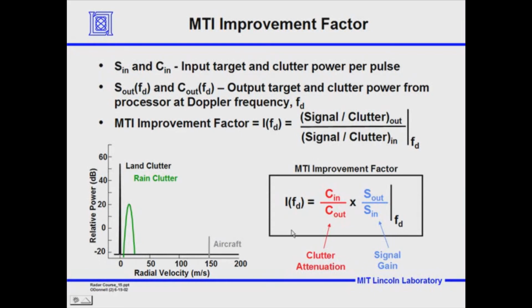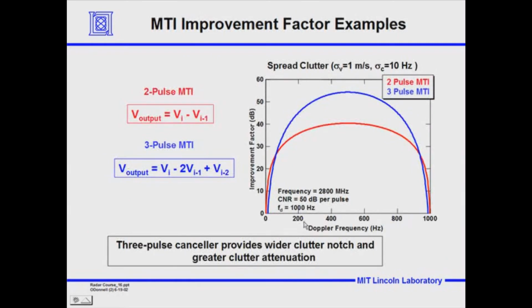So that's this definition, and you'll hear MTI improvement factor mentioned an awful lot later in the lectures. It's just a measure of how well we do the clutter rejection and signal enhancement in this whole set of Doppler processing techniques. Now what I've just shown you is the definition of MTI improvement factor, and I want to plot for you what the MTI improvement factor is for a 2-pulse and a 3-pulse MTI canceller.